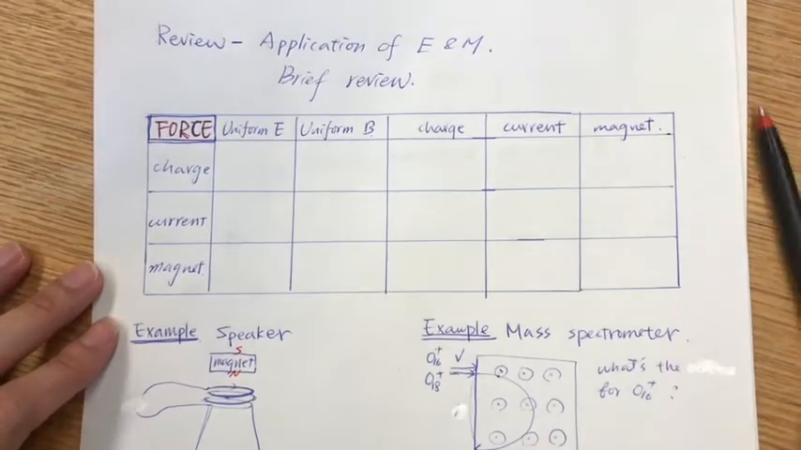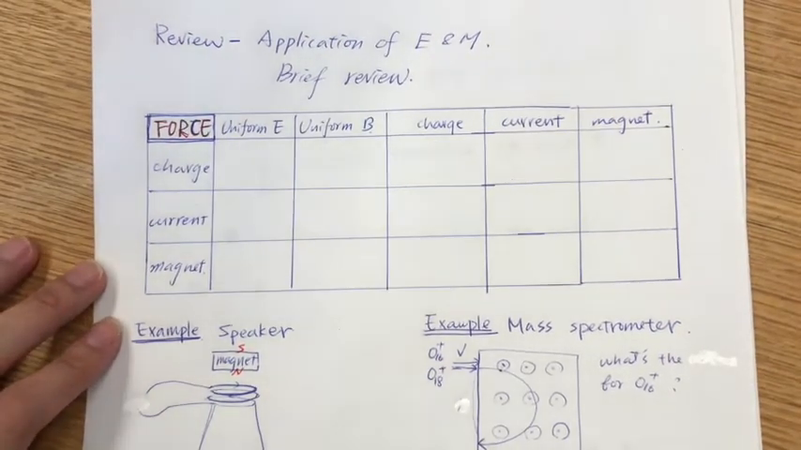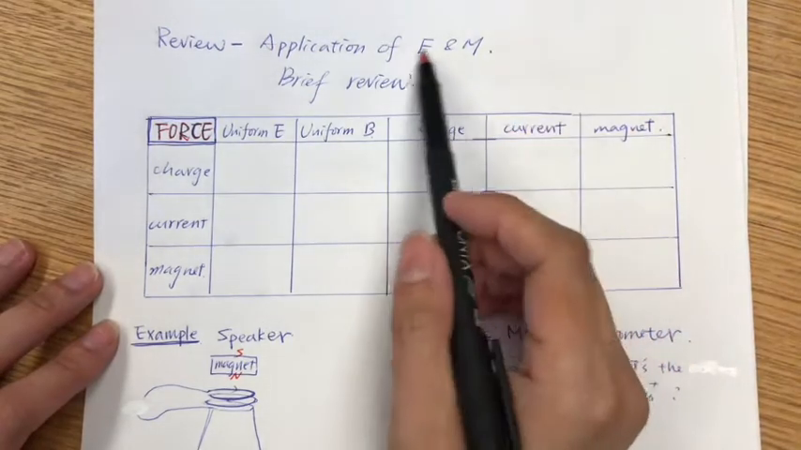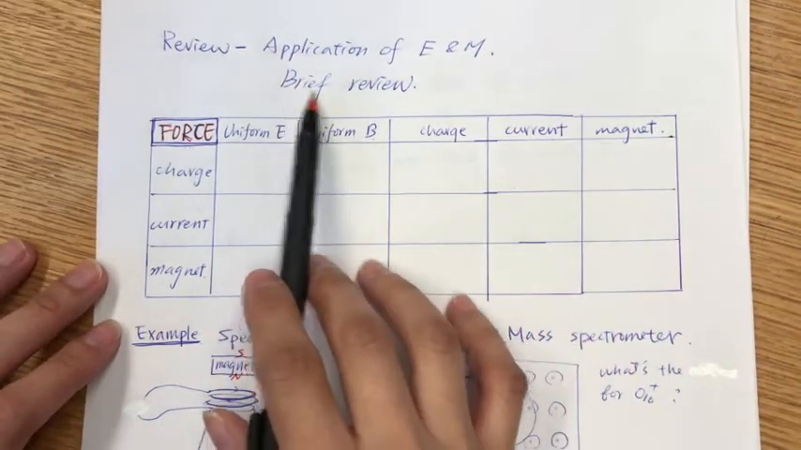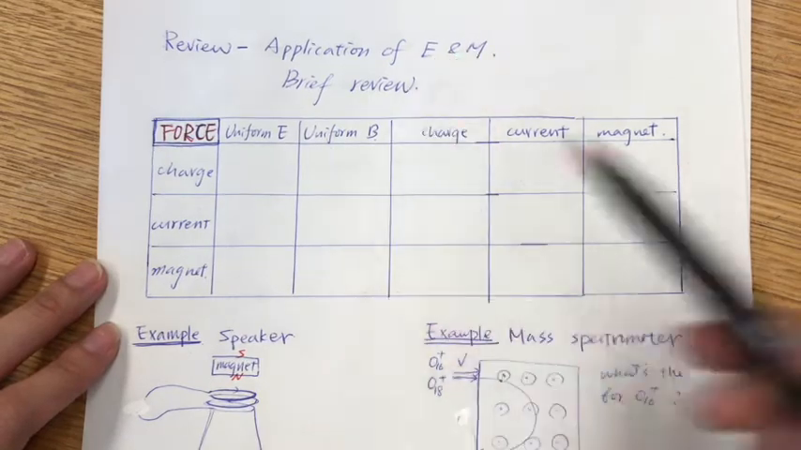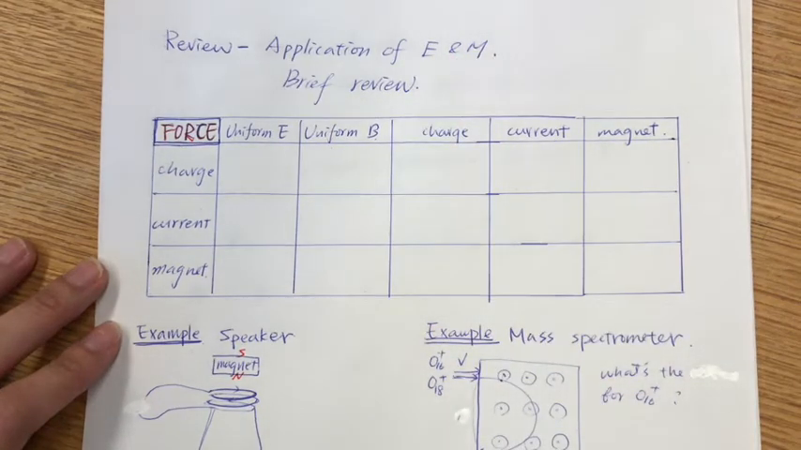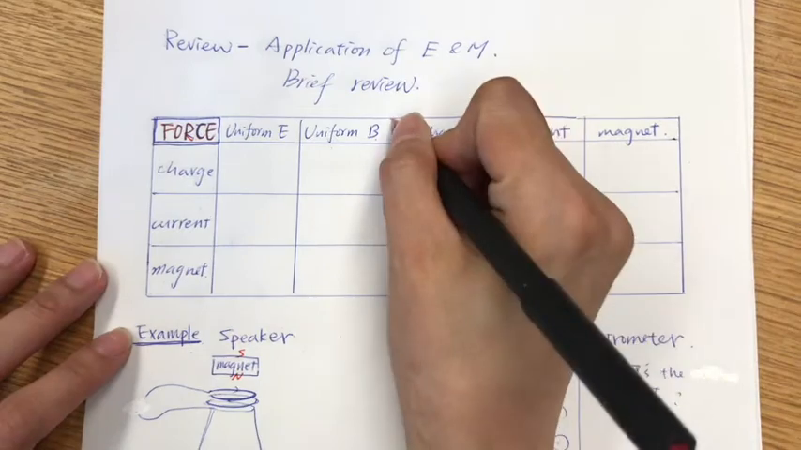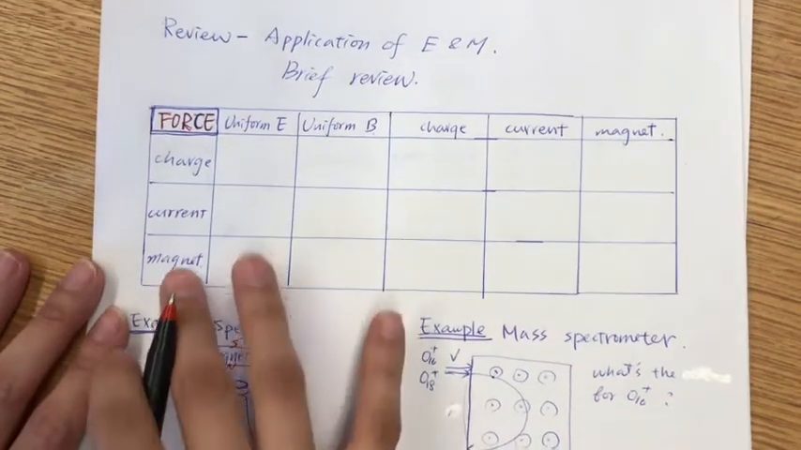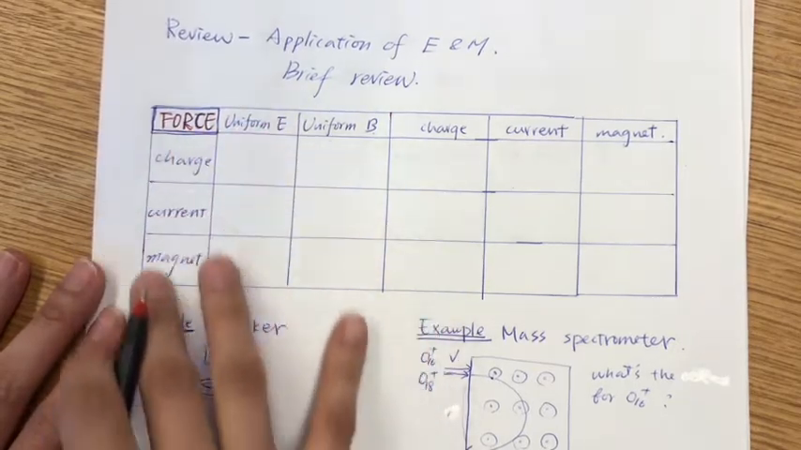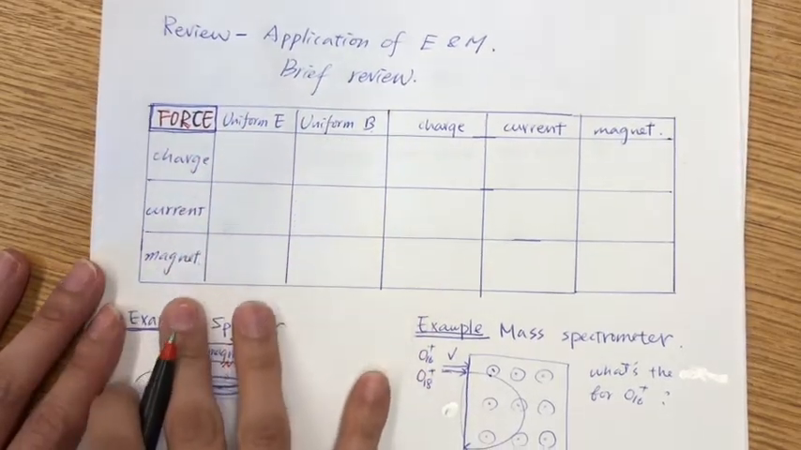This is a review video for application of E&M. So before we do the application, I would like to just do a brief review on E&M as we did in the lecture. So here you can see I'm adding two more columns. So as we said, there are three players in E&M. One is a charge, current, and magnet.